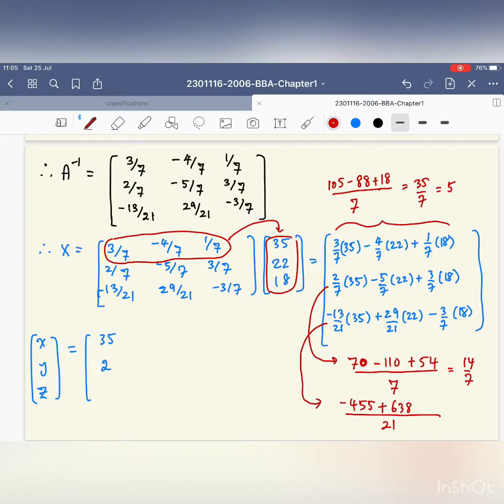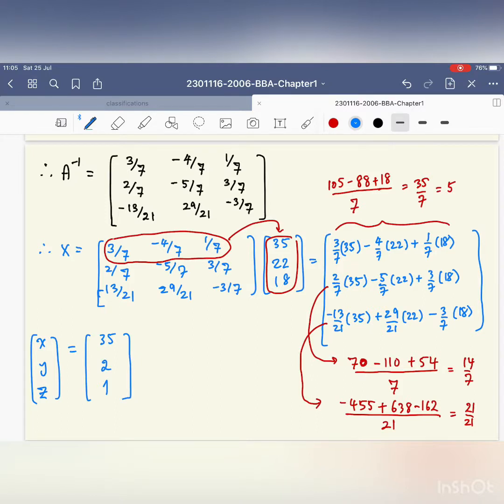Now 13 and 35, the last one, it is negative 455, and 29 with 22, so this is 638, and this one, don't forget that you need to multiply further by 3, another 3, so that it becomes a 21, right? So it is 9 and 18, let me do it again, 9 and 18, 162 with a negative. So you have 638 minus 455 minus 162. Oh, it happened to be 21 over 21, which is what? 1.